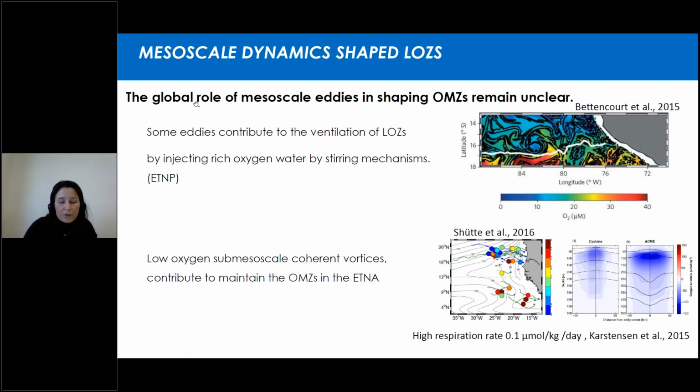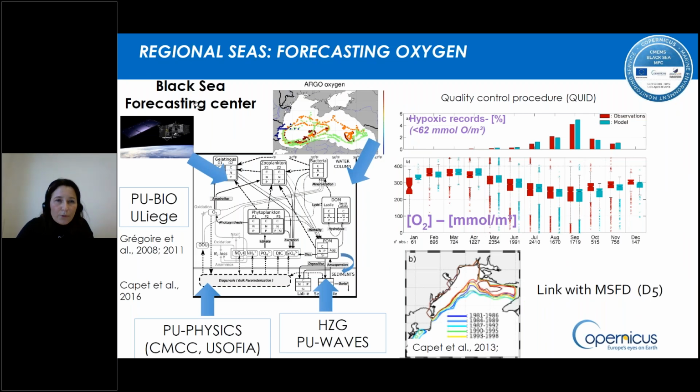So if we speak about the coastal ocean and the regional seas, the prediction is usually more on the shorter term. So we are more in a spirit of forecasting deoxygenation events in relation, for instance, to end users or to biodiversity, etc. And so here I am showing you the forecasting system of the Black Sea, because I am involved in this forecasting system, so I know it very well. So basically, we are involved in the prediction of the biogeochemistry. We are in a group with CMCC and the University of Sofia for the prediction of the physics, and for the waves we are with the University of Hamburg, HZG.